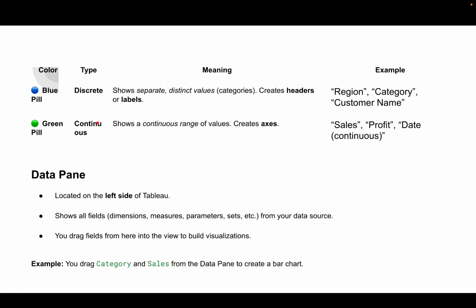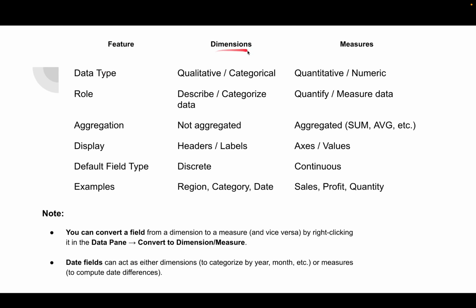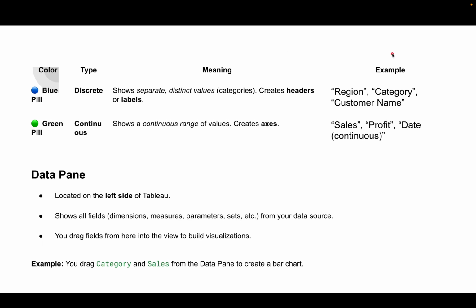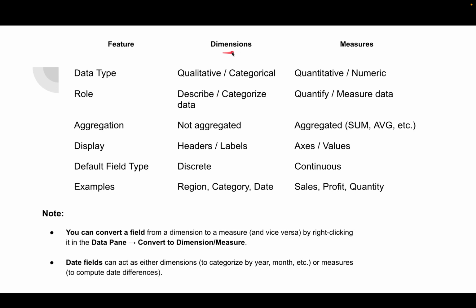Now let's understand what is this green pill and blue pill. So this is important with respect to your interview. Sometimes in a Tableau interview, people ask what is the difference between blue pill and green pill. So this is simple. See, if you understand the concept between dimension and measure, you will be able to understand the difference between blue pill and green pill as well. Now what is the difference? See, dimensions are also called blue pills and measures are also called green pills.